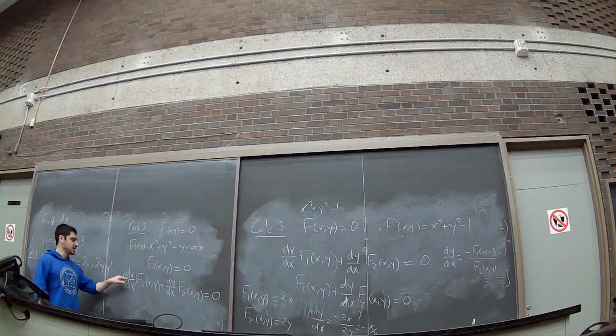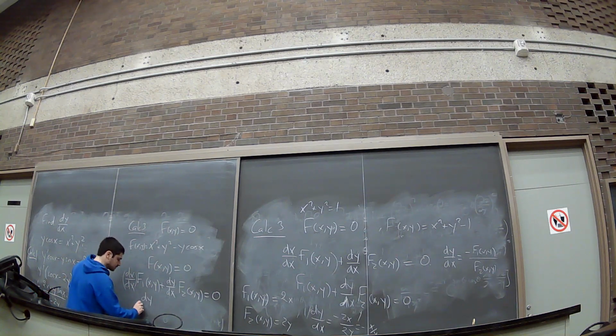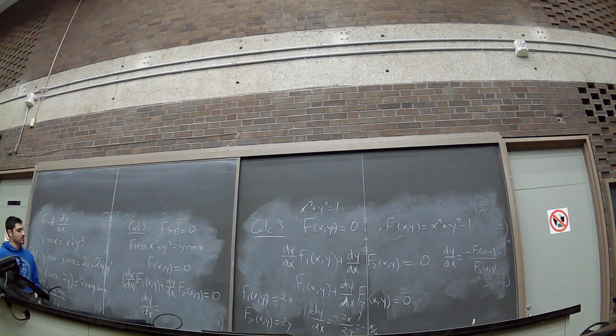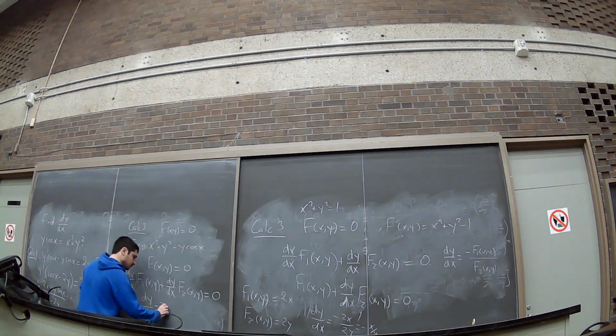So let me write this. dx by dx is what? Derivative of x with respect to x is 1. So what is dy by dx? What is that equal to? It's minus f1 over f2, both of them at xy.